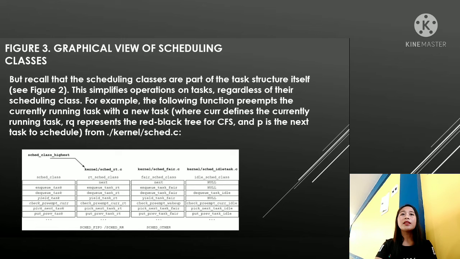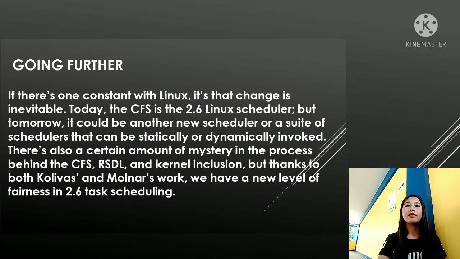For example, the following function preempts the currently running task with a new task, where curr defines the currently running task, rq represents the red-black tree for CFS, and p is the next task to schedule, from kernel/sched.c. And lastly, going further, if there's one constant with Linux, it's that change is inevitable.